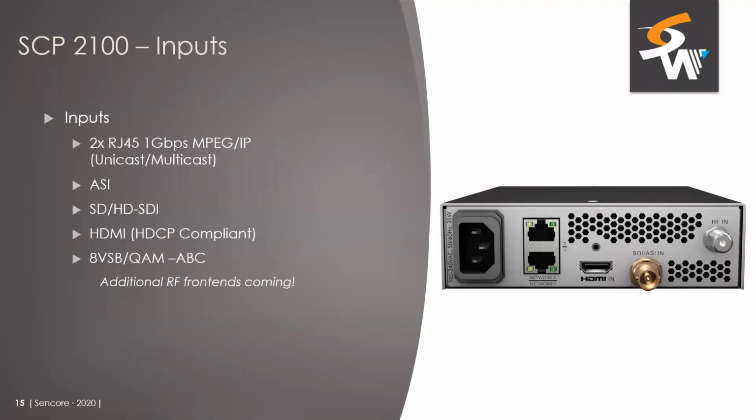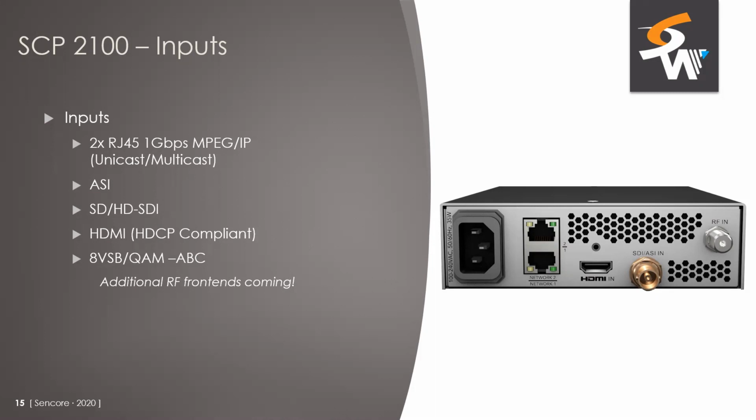So as far as inputs are concerned, we have 2 RJ45 1 gigabit connections on the back there. We support unicast and multicast, both ingress and egress, so you can do that either way there. ASI we talked about, SD and HD SDI, HDMI with HDCP compliance on there, so we can come straight out of a camera and plug it in there. The other thing I added on this product is that positive screw retention. So you can use an HDMI cable that has the screw-in connector on there, so we don't accidentally have that HDMI cable fall out in the middle of a broadcast.